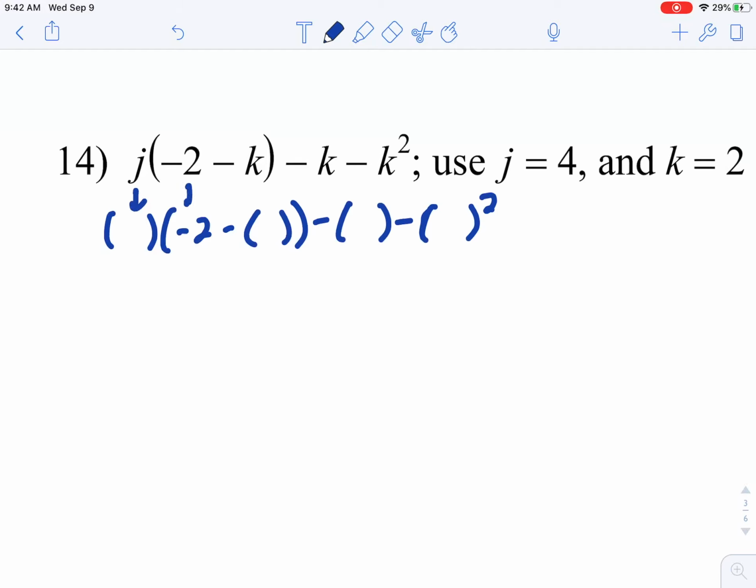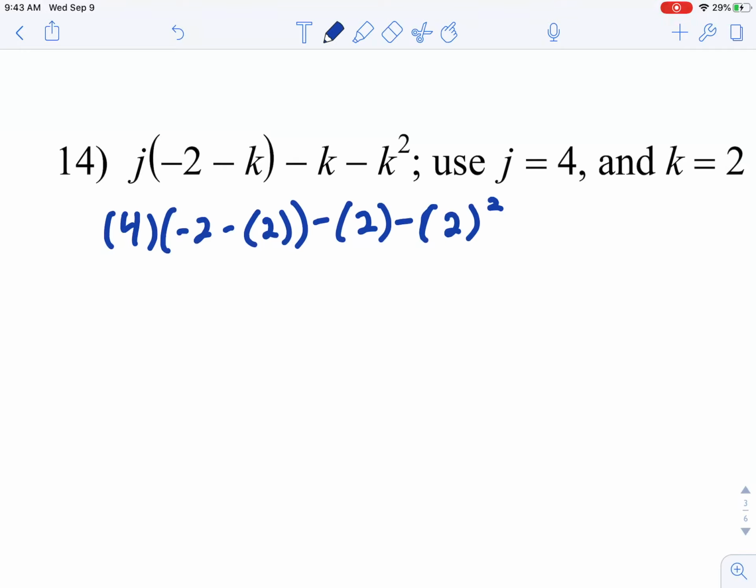But basically, I wrote my work directly underneath the problem, well, as directly as I could. And so obviously where there's a -2 here, I wrote a -2 below it. Everywhere there's a variable, I just put a set of parentheses, and that kind of gives me a framework, tells me where to plug things in. So wherever there's a J, I'm sticking a 4, that's right there. Wherever there's a K, I am sticking a 2.